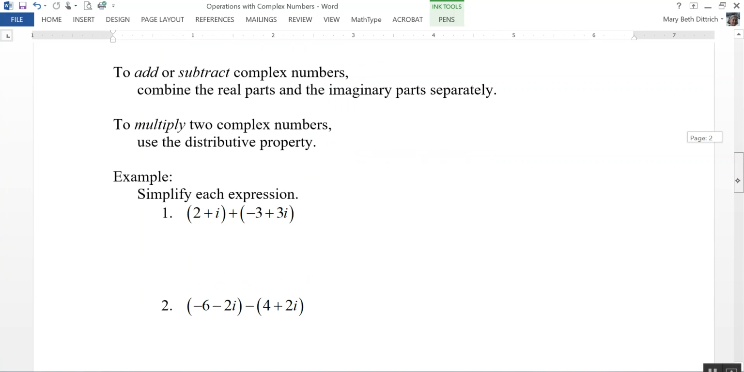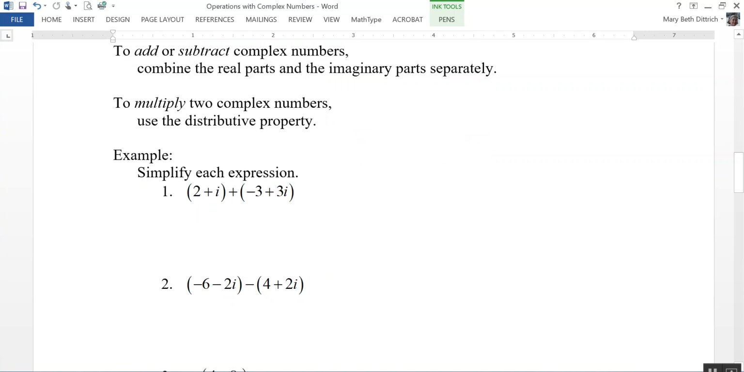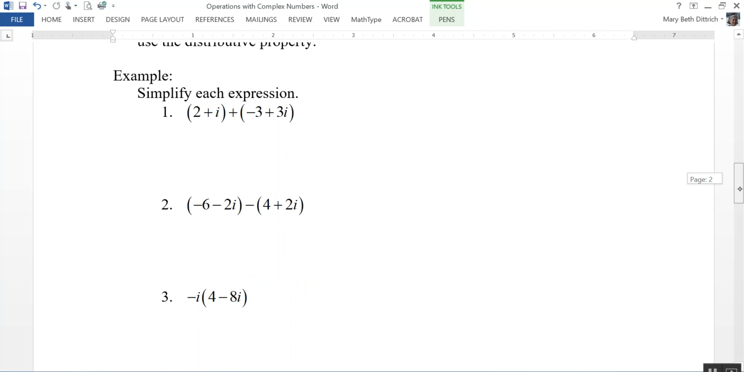To add or subtract complex numbers, we want to combine the real parts and the imaginary parts separately. To multiply two complex numbers, we're going to use the distributive property. So let's take a look at several examples here. We need to simplify each expression.